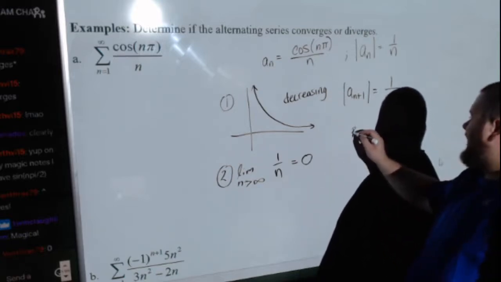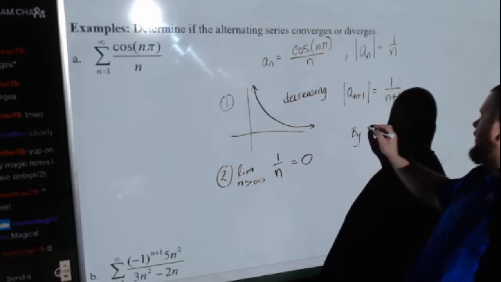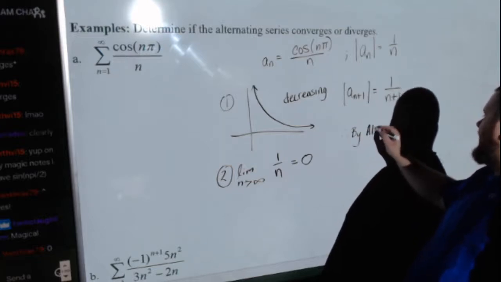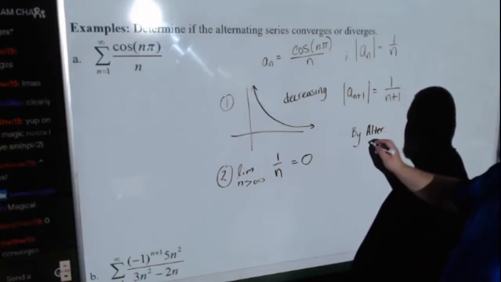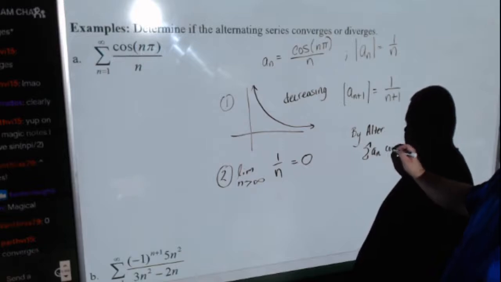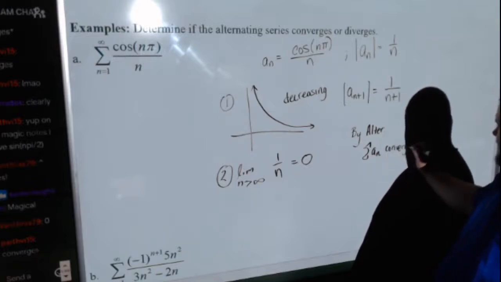Therefore, by alternating series test, a sub n converges, right?